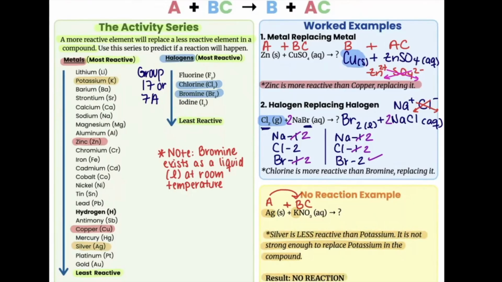Now on your test or your quiz, maybe your teacher will trick you and write in multiple choice an answer choice D, no reaction. Don't be afraid to circle that choice if there really is no reaction happening. Don't just start making products when the reaction could not possibly happen.